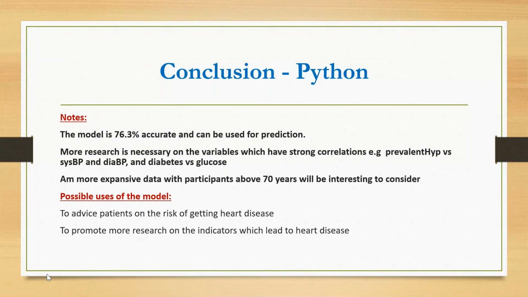Our data had a maximum age of 70 years. It would be nice to have expansive data that goes beyond 70 years, because I'm sure the older people are, the more cautious they are on their lifestyle, and so it would be nice to include such ages just to see how the model would play out and how the outcomes would be.